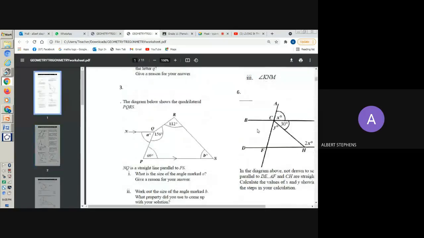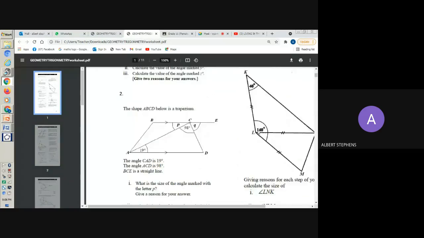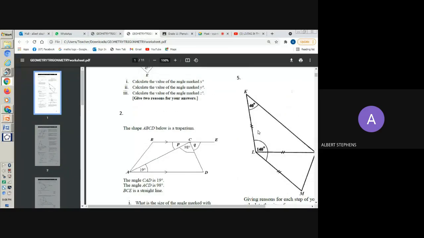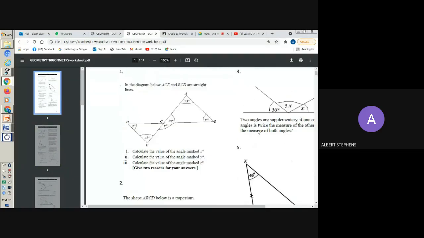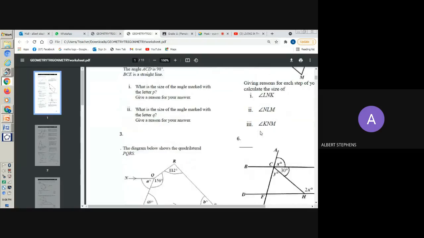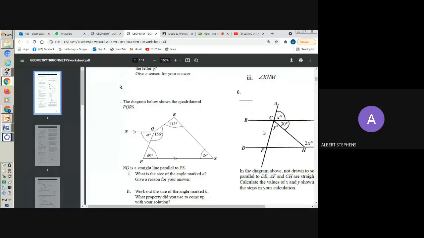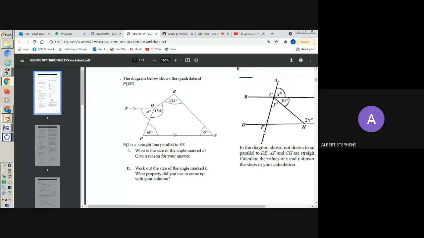All right. Let's look at, because of time, let's look at question 3. The diagram looks complicated, but it's pretty simple. Let me give you 2 minutes to figure it out.